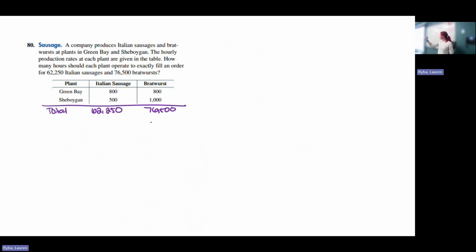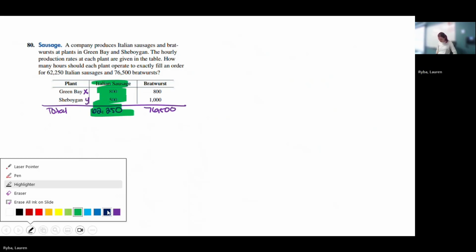Okay, so I have two plants, and I need to determine how much I'm working at each one. So those are my two variables. I'm going to make Green Bay X and Sheboygan Y. And then you can see here, each column is then an equation.